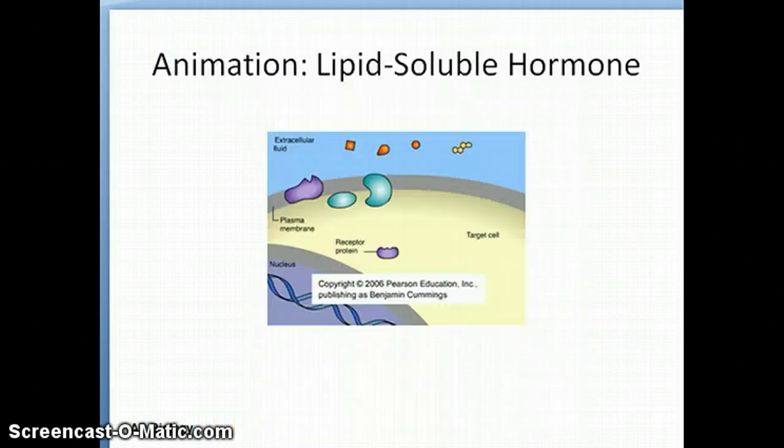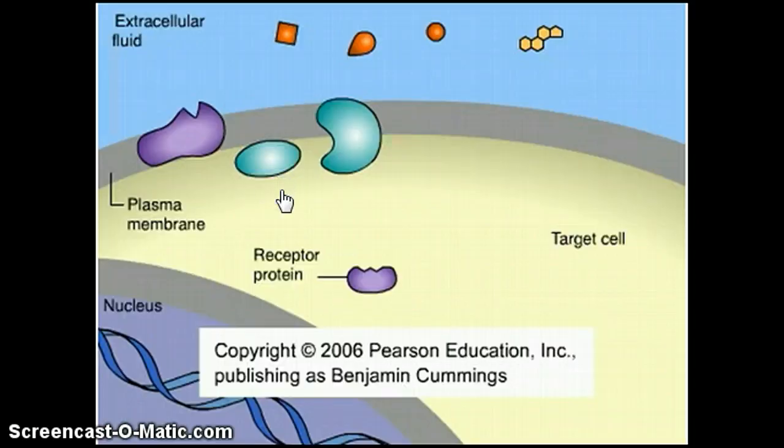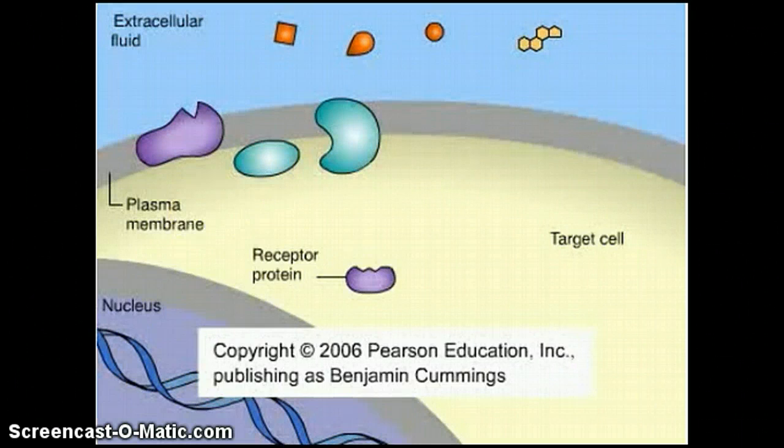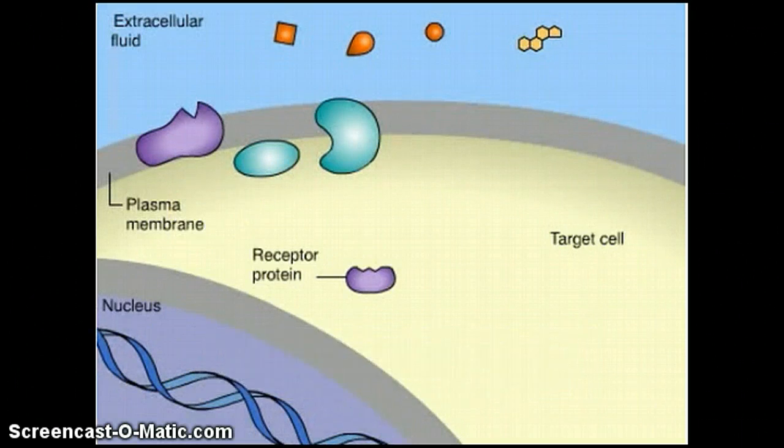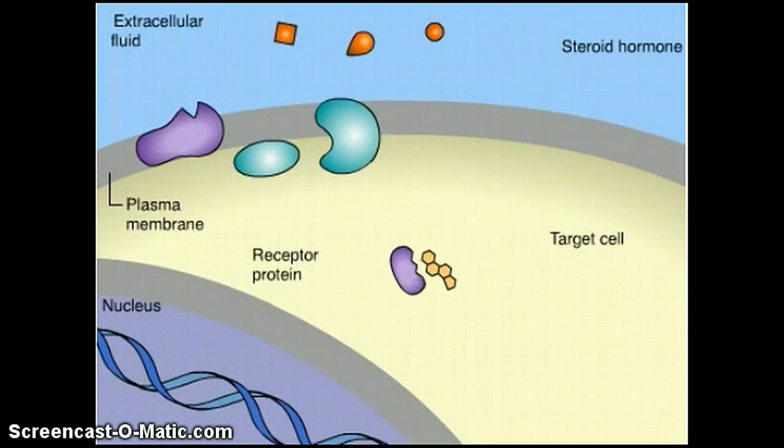So this is an animation now contrasting the lipid-soluble hormones. Steroid hormones such as testosterone or an estrogen act by entering a target cell and turning genes on or off. Steroids usually act rather slowly because it takes time for the gene products to build up or become depleted.